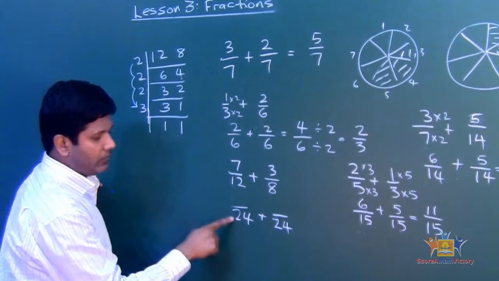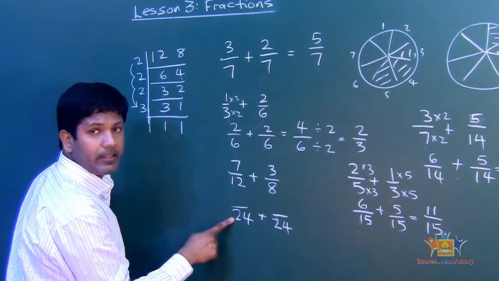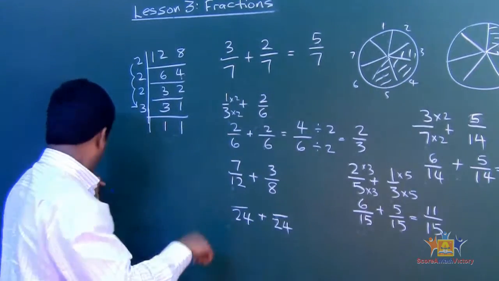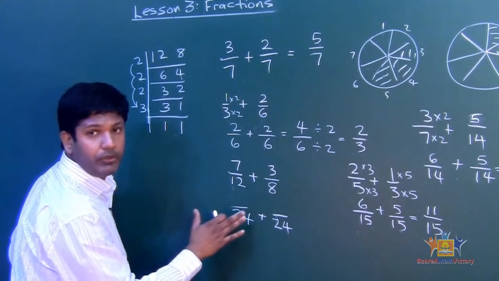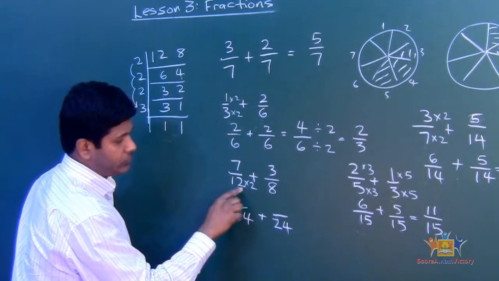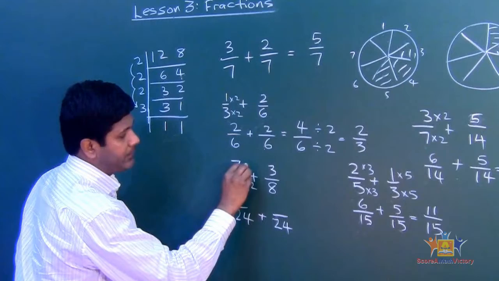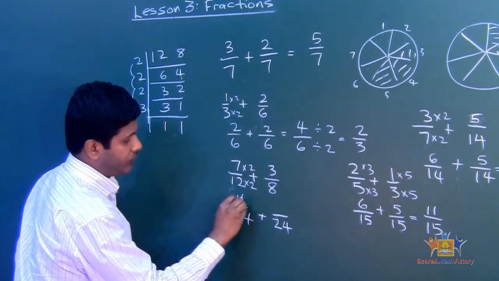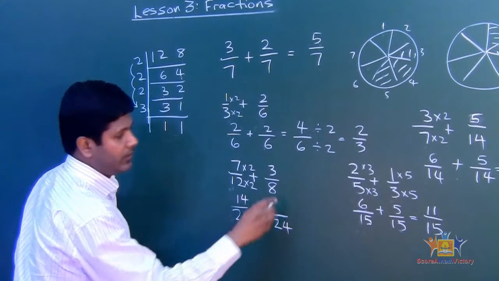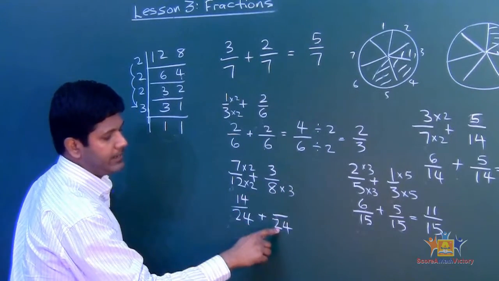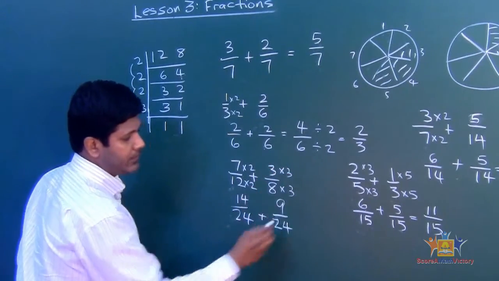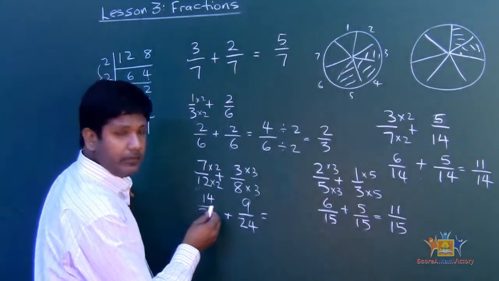So how do I go from 12 to 24? I multiply this by 2. 2 times 12 is 24. That means I multiply this also by 2. That makes it 14. 2 times 7 is 14. How do I go from 8 to 24? I multiply this by 3. 3 times 8 is 24. That means I multiply this also by 3. 3 times 3 is 9. See that? Okay, so 14 plus 9.